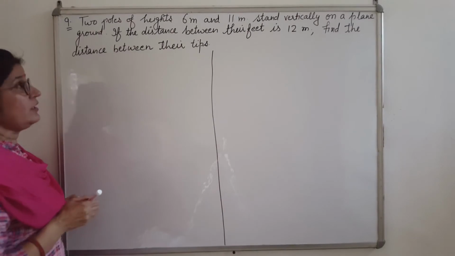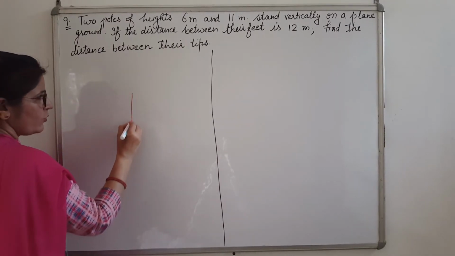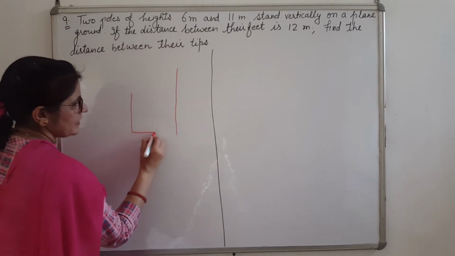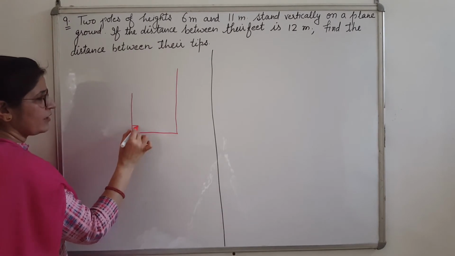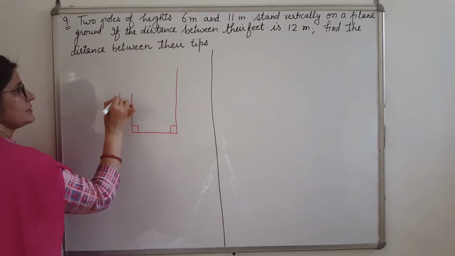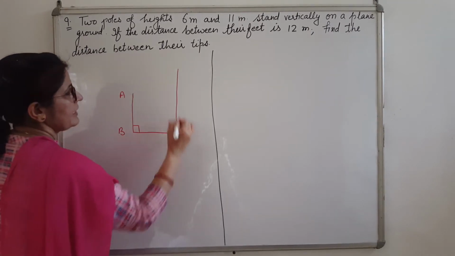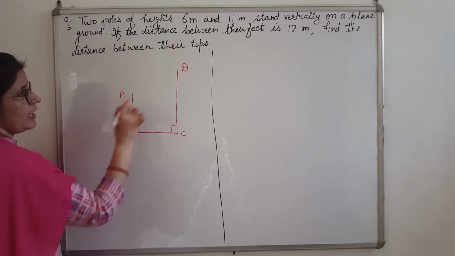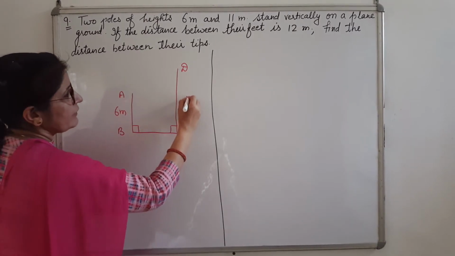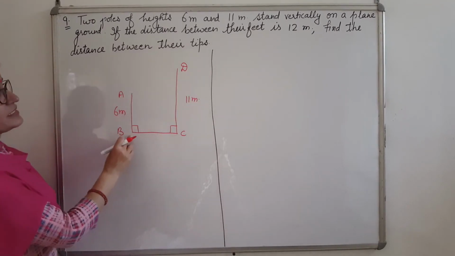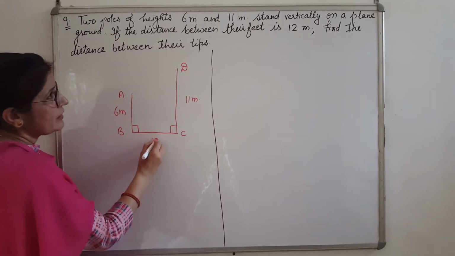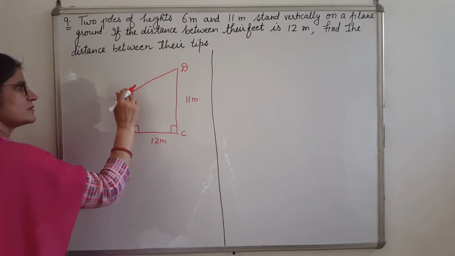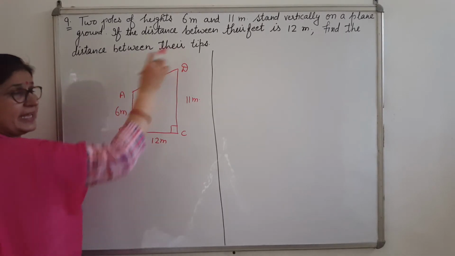So first of all, we draw the diagram. One pole and another one. Like this we have two poles. They are standing vertically on the ground. That means they are making an angle of 90 here. It is A, B, it is C and D. Length of AB is 6 meter and length of CD is 11 meter. The distance between their feet is 12 meter. You have to find the distance between their tips, which means you have to find AD.